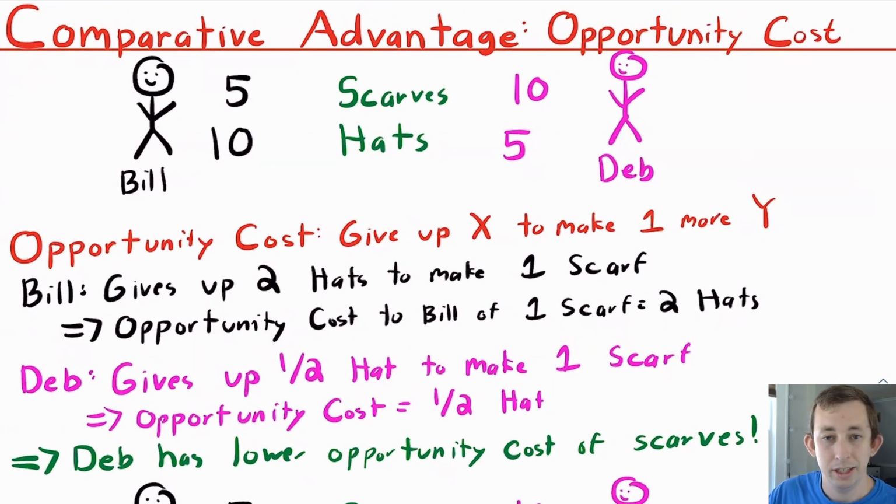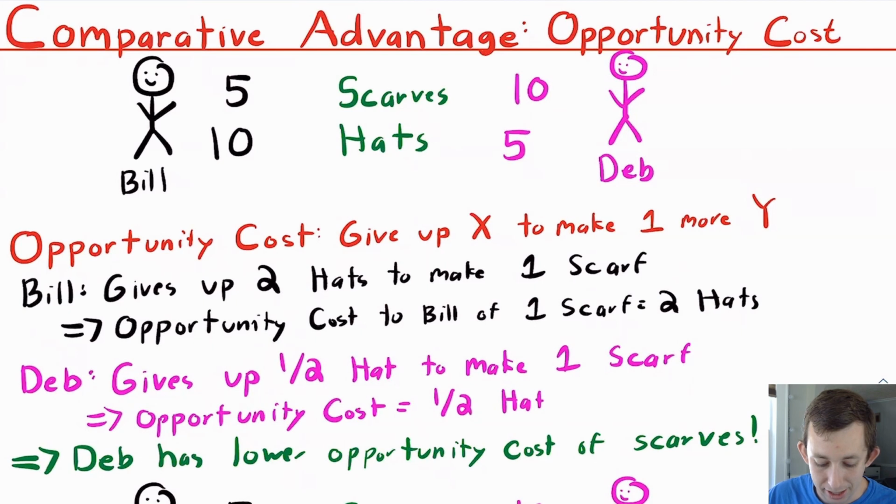So again, opportunity costs, like we talked about in the last video, what we're asking is how much of one good do you have to give up in order to make one of the other good, because we're really only ever talking about 2 goods. Just like we said, Bill has to give up 2 hats to make a scarf, so we would say that the opportunity cost to Bill of making another scarf is 2 hats. Deb, on the other hand, only has to give up half a hat to make a scarf, so we would say that her opportunity cost of a scarf is half a hat.